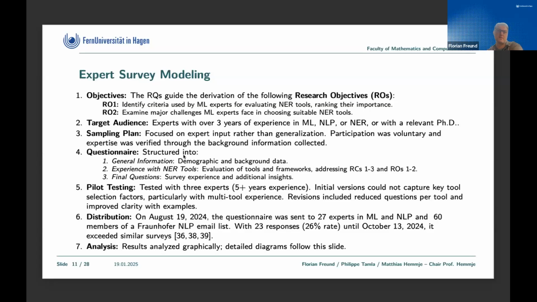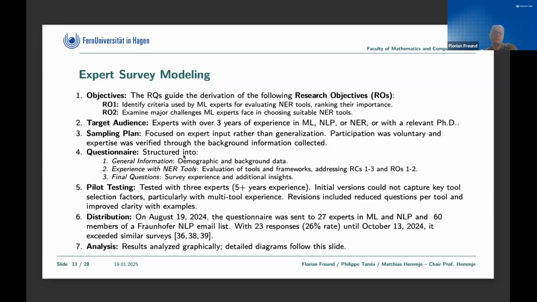Here are the 7 steps. First, the objectives were derived from our research questions. The first objective is to identify criteria used by machine learning experts for evaluating NER tools, ranking their importance. And the second one is to examine major challenges machine learning experts face in choosing suitable NER tools. Our target audience should be experts with more than 3 years of experience in machine learning, NLP, or NER, or alternatively with a relevant PhD.